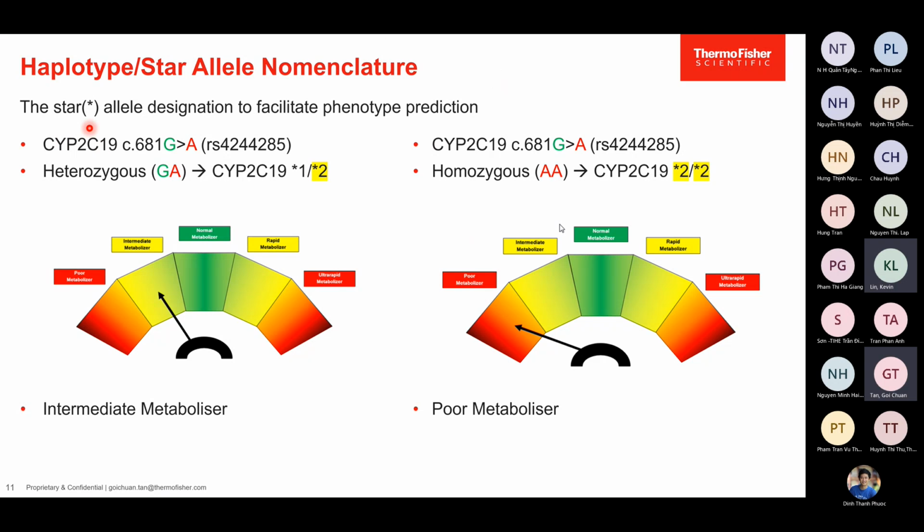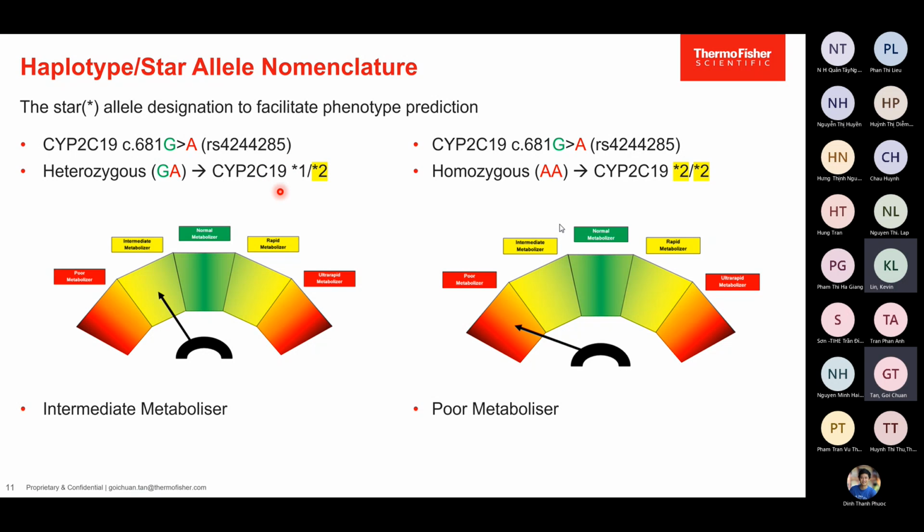Okay. So just now we said that when it comes to PGx, you see a lot of stars, right? Until your eyes are full of stars. So the star allele is actually there to help facilitate the phenotype prediction. Like for example, in this example here, if they would like to write down what is the mutation found, you can write it like this, or you can just write the star allele to represent the status.